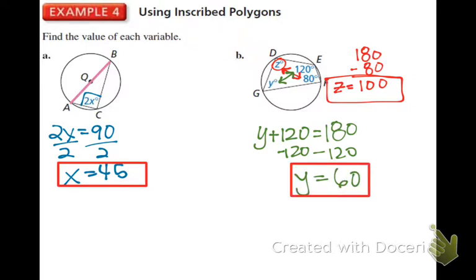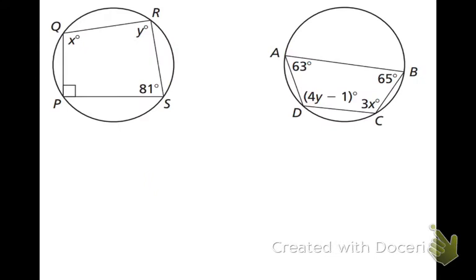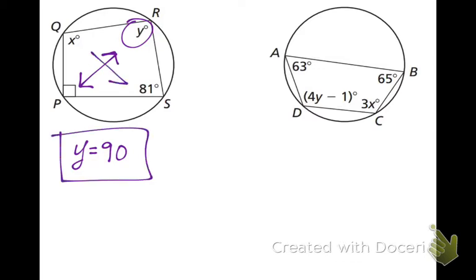Alright? We got two more together. Letter P. What is the easiest angle to find on this picture? Y. What is the measure of y going to be? 90. Alright, and then X. What is 180 minus 81? 99.